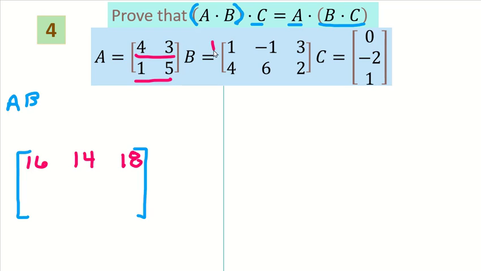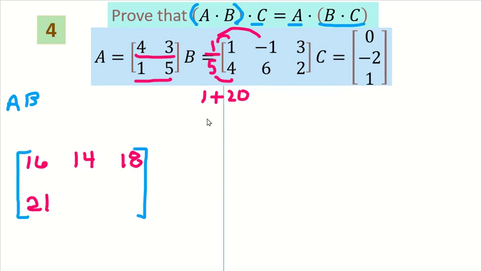Second row is 1 and 5. So multiply 1 times 1, add that to 5 times 4. 5 times 4 is 20. So the second row, first column, is going to be 21. Move on to the second column.